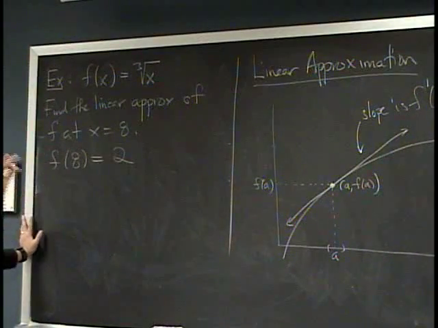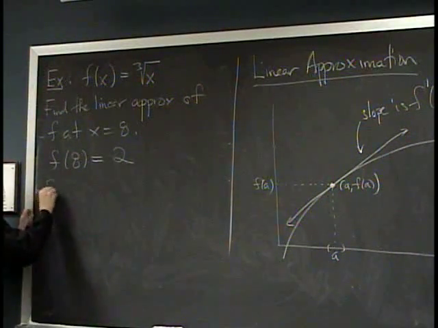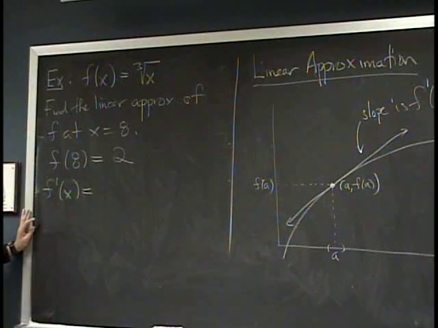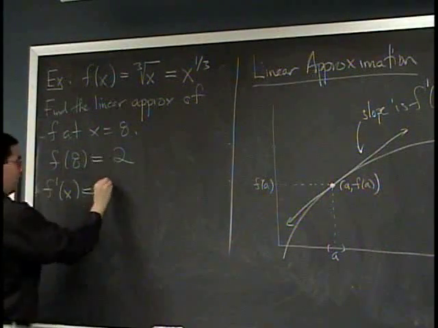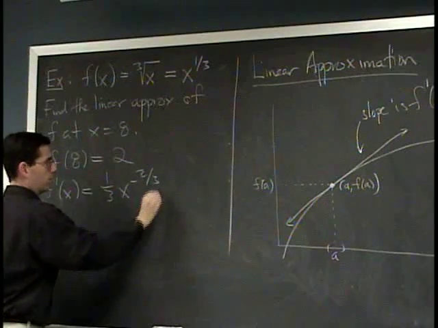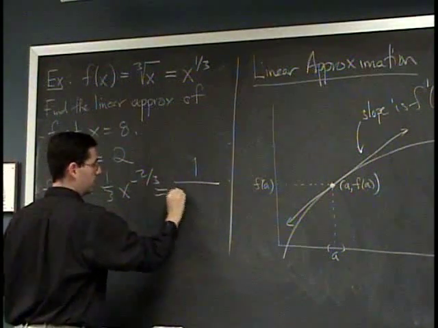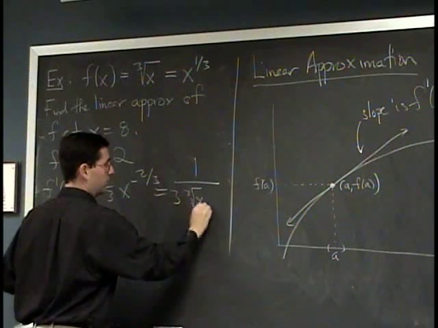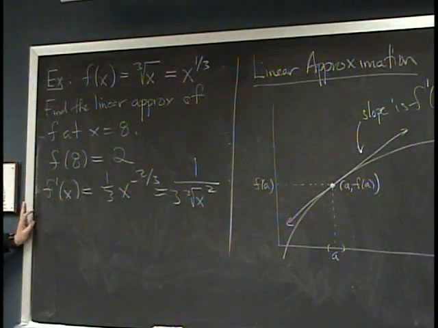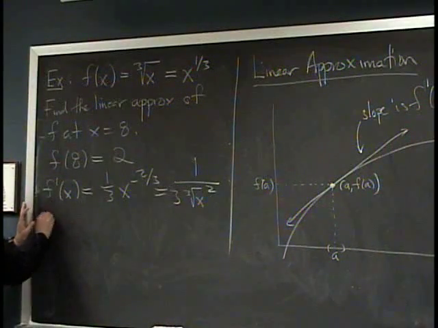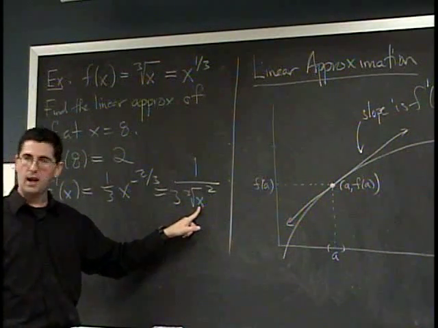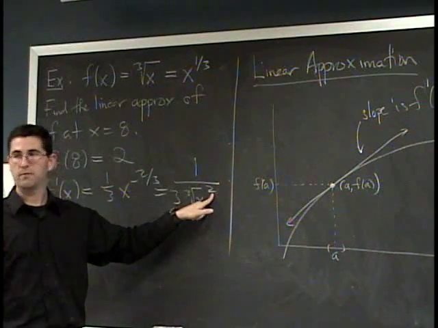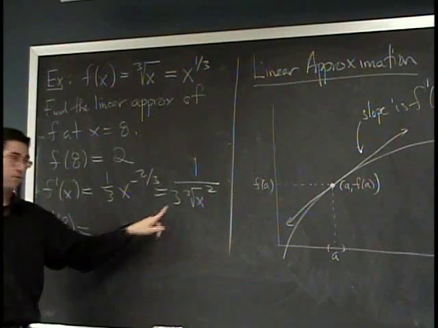Then we need to know f prime at 8. Well, we better compute f prime. What's the derivative of the cube root of x? Would it help if I wrote it like this? 1/3 x to the negative 2/3. Yeah, that makes it much faster, doesn't it? So 1/3 x to the negative 2/3, or if we put it back in this notation, which is somehow easier to calculate with, is 1/3 cube root of x squared. Now what is f prime of 8? If you plug in an 8, you do the cube root, you get 2. You square it, you get 4. You multiply by 3, you get 12. So 1/12.